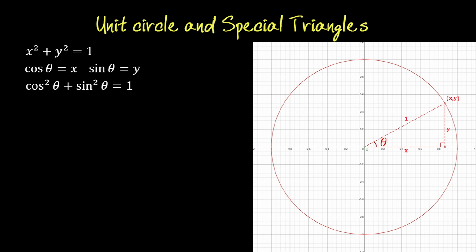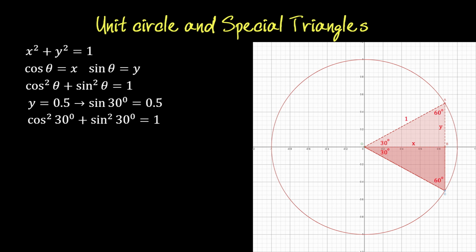Now let's look at 2 right triangles that will help us calculate the sine and cosine of some angles. The first has angles of 30, 60 and 90 degrees. The second is an isosceles right triangle with angles of 45, 45, and 90 degrees. Reflect the first triangle in the x-axis. Triangle OAS is equilateral because it has 3 equal angles of 60 degrees. The length of its sides is 1. Therefore, y equals 0.5, and the sine of 30 degrees equals 0.5. Now substitute the value of the sine of 30 degrees and find the cosine of 30 degrees.